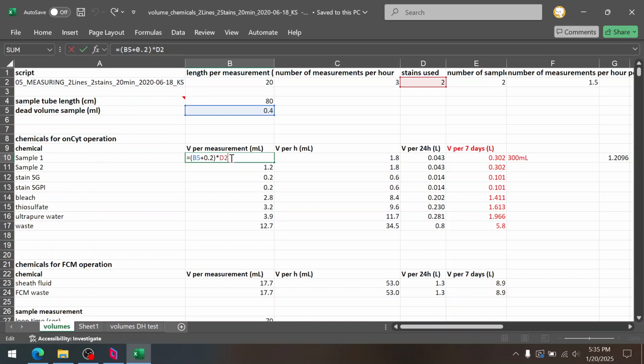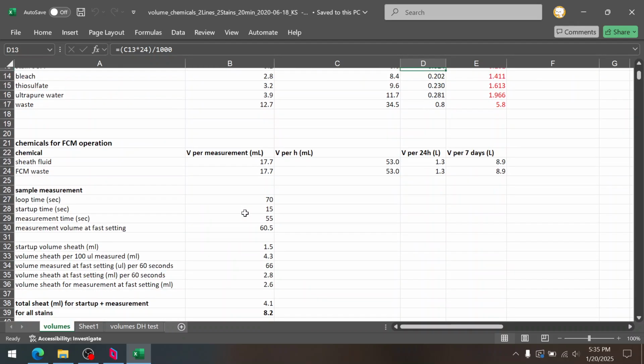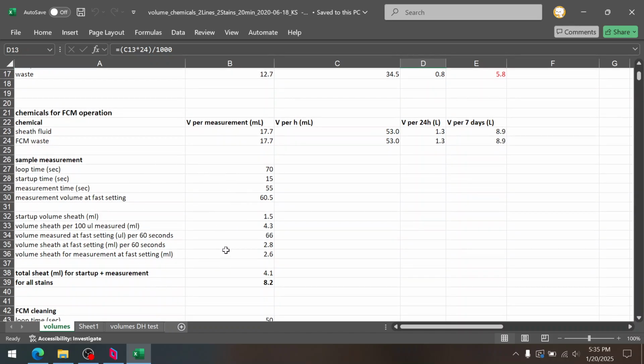This is the total of the dead volume. So they have to calculate the total solution they have to prepare. This is the total volume that has to be recorded. And if it's 7 days, then how much? For 24 hours, how much water or solution we have to prepare. I think this is something for later.